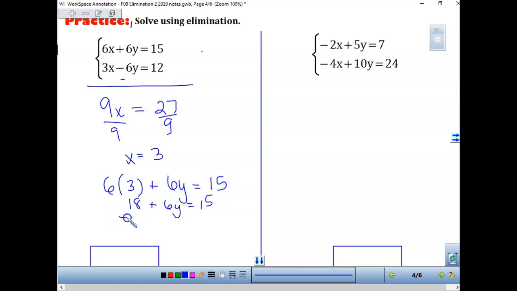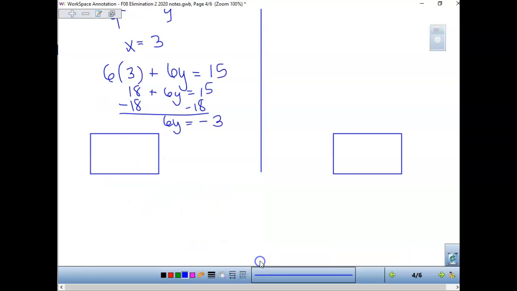Tyler, what are you going to do? Subtracting 18 on this one. I have 6y equals 15 minus 18 is negative 3. I go to divide. Is the answer 2? Negative 2? No. What is negative 3 divided by 6?